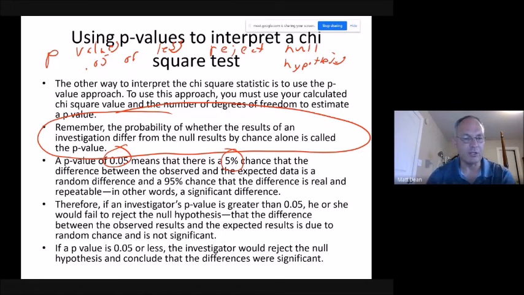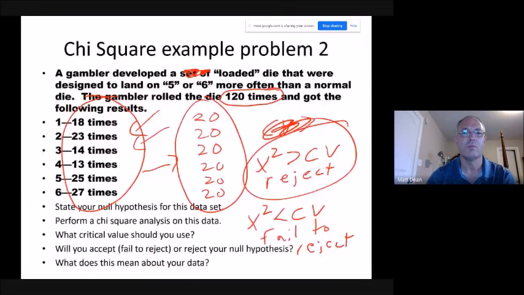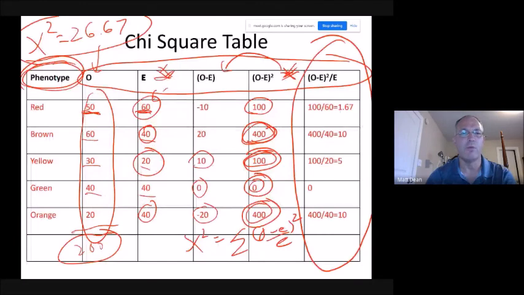That means you want to make sure that the probability that your differences are due to chance is always less than or equal to 5%. So let's use a different way to interpret our chi-square statistics. Let's go back to problem 1. And remember that in problem 1, we calculated a chi-square statistic of 26.67. And we had 5 phenotypes, so 4 degrees of freedom.